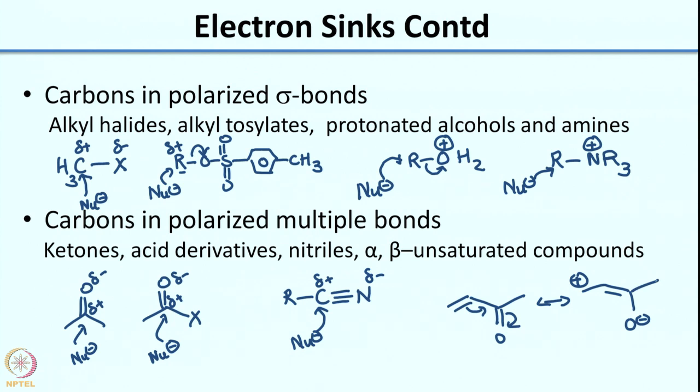So what you end up having is a delta plus here and a delta minus here. So this is again a good sink where a nucleophile can add in. You must have seen this when you studied the Michael addition reaction. So these are all examples of electron sources and electron sinks.